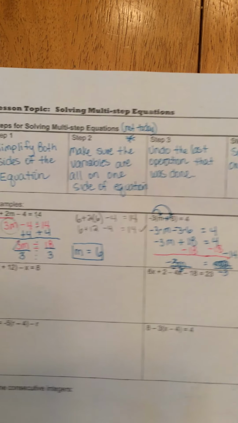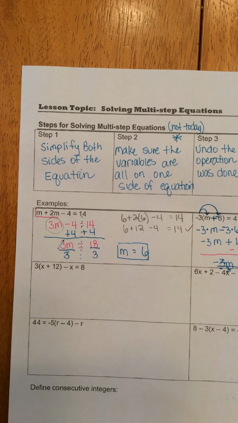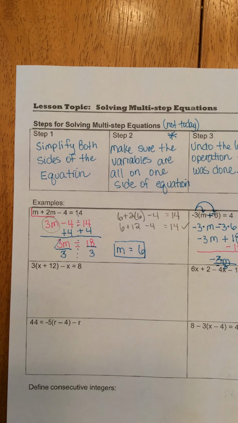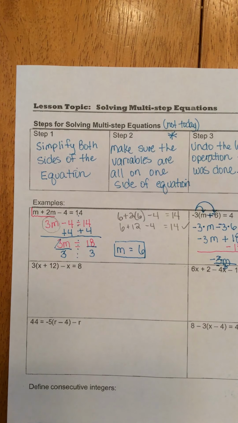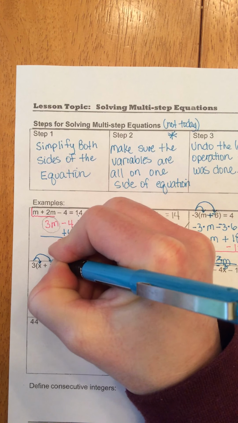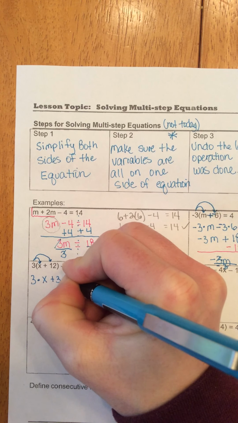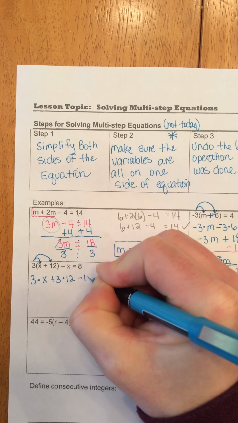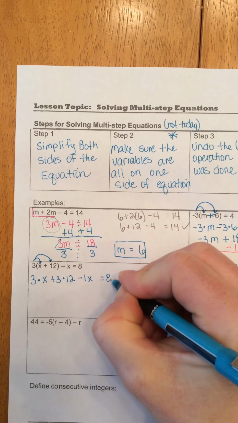Okay, let's do one more example without me making mistakes, so you can see how that works. Third and last example for today, we're going to simplify both sides of the equation. What we have here is both a parentheses and another x. So we are going to get rid of that parentheses first by using the distributive property. So I have 3 times x plus 3 times 12. On this side, I still have minus x. I'm going to go ahead and remind myself that that's the same as minus 1x equals 8.